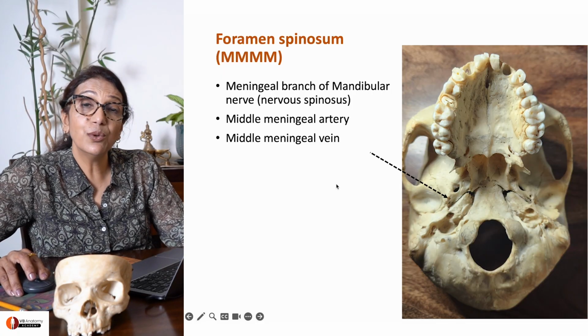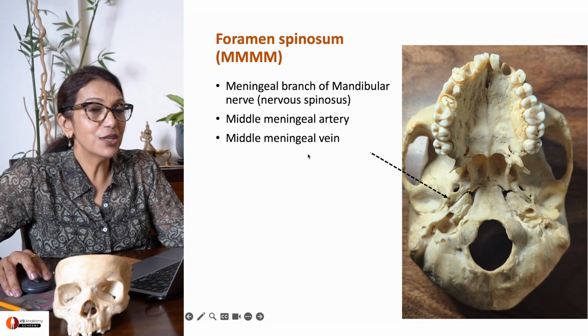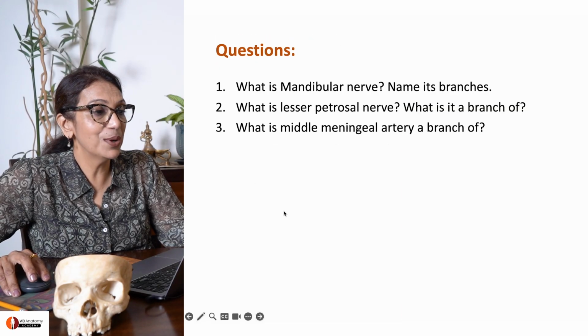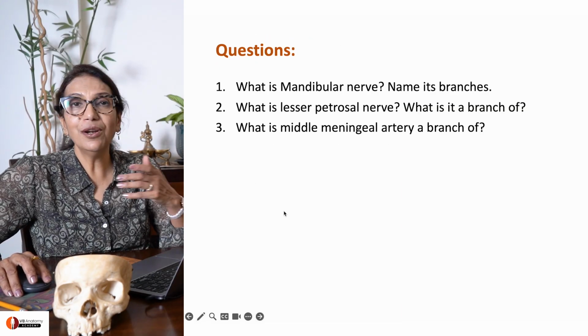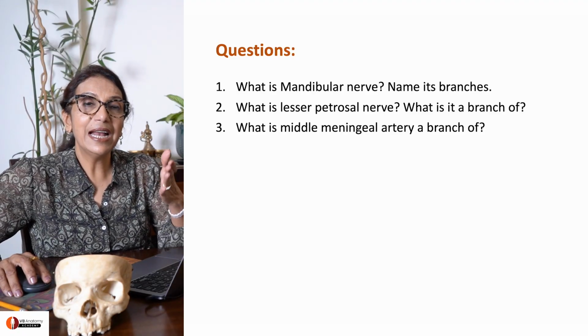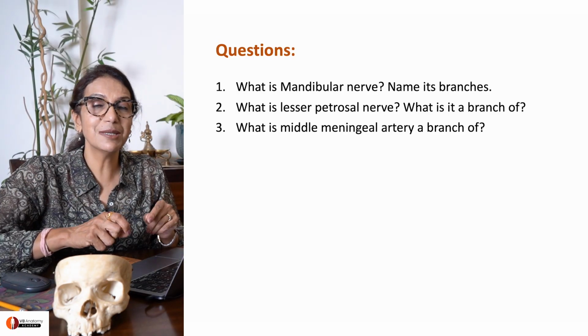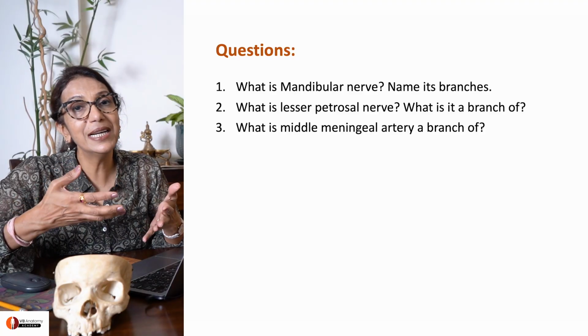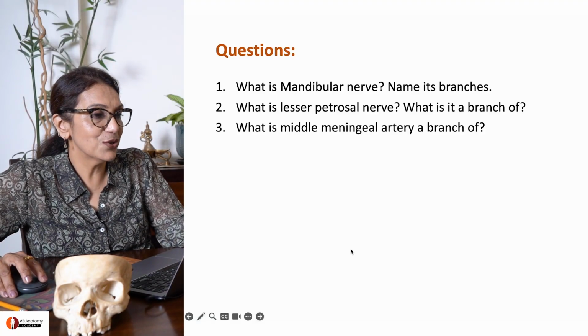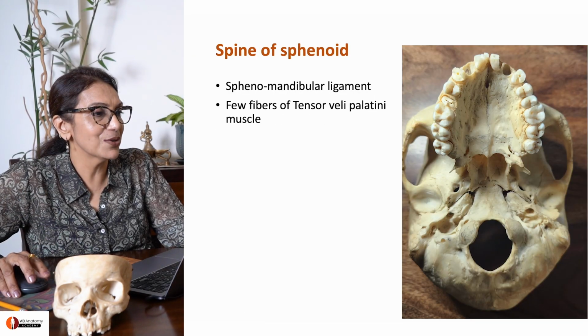Middle meningeal artery, whose branch is it? Middle meningeal branch of? Come on. So that's the kind of answers you are expected to know. You're not just expected to enumerate, you're expected to discuss. That means you not only have to know the structures passing through, but you also have to know a little bit about them. Okay? So these are the commonly asked exam questions, commonly asked Viva questions.